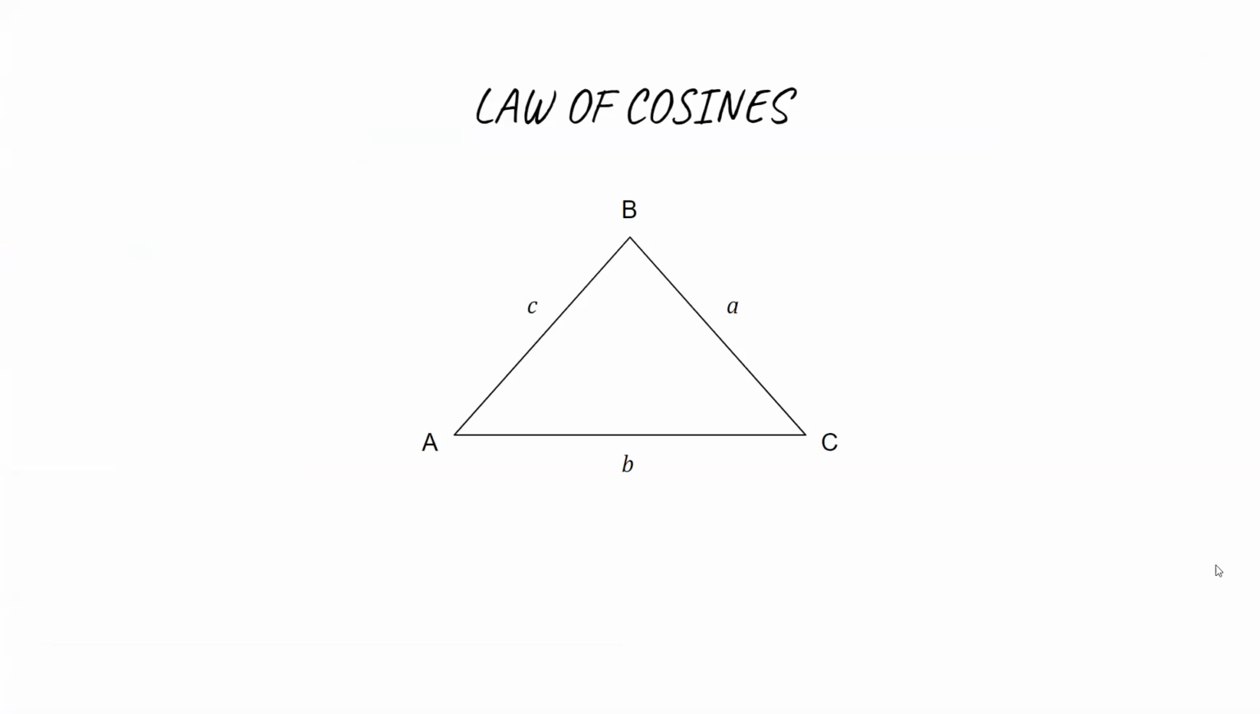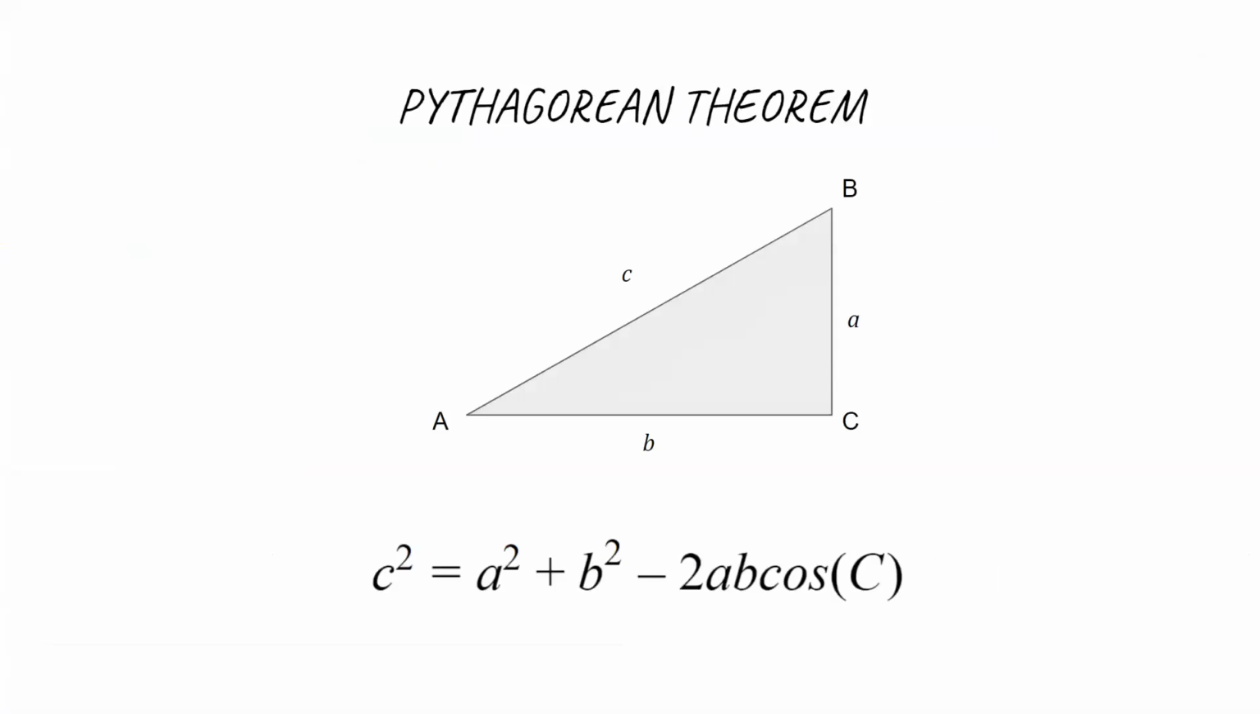equals a squared plus b squared minus 2ab cosine c is true, with sides and angles designated a, b, and c as shown. The Pythagorean theorem is the law of cosines in the particular case of right triangles.